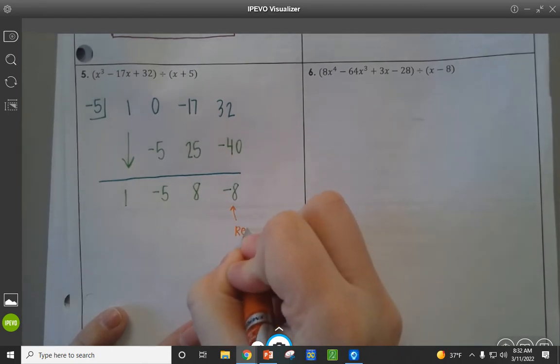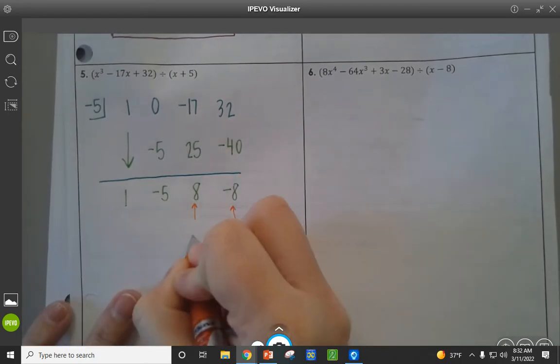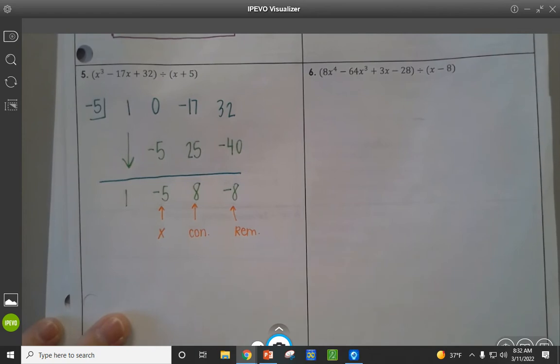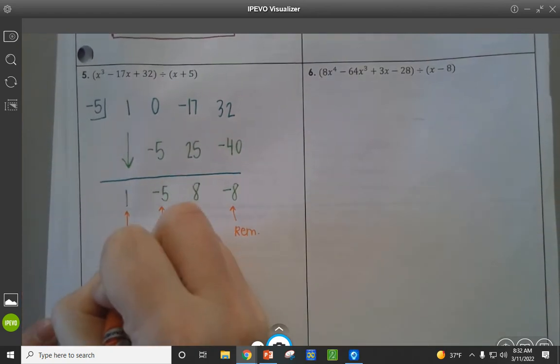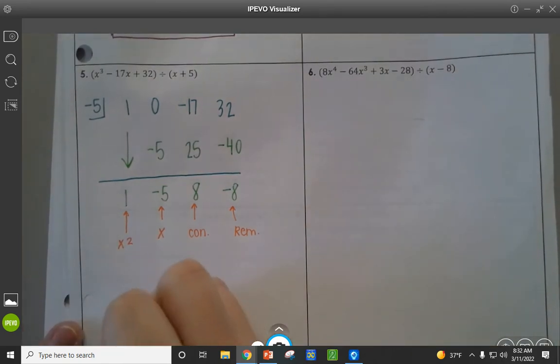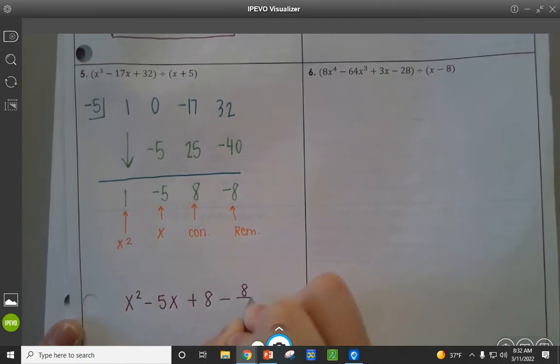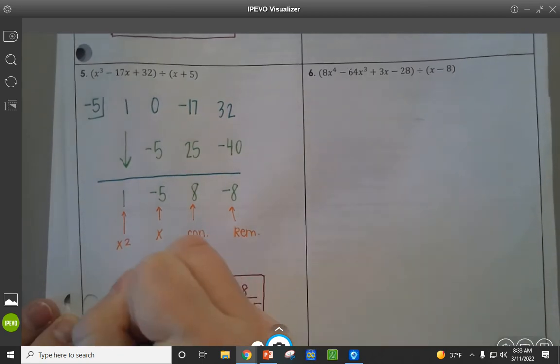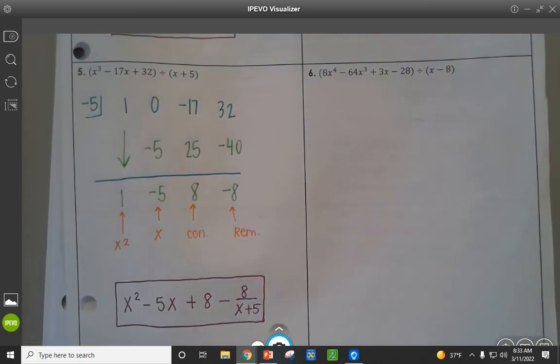First number is your remainder. Next number is your constant. Next number gets an x. Next number gets an x squared. Any questions?